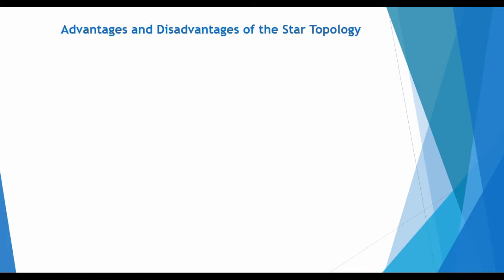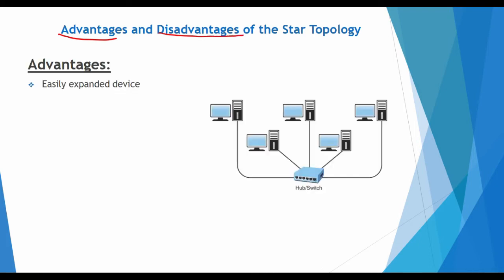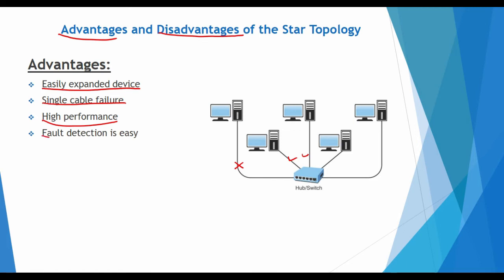Some advantages and disadvantages of the star topology are: star networks are easily expanded without disruption to the network. Cable failure affects only a single user. High performance as no data collision can occur. And it's easy to troubleshoot and implement.